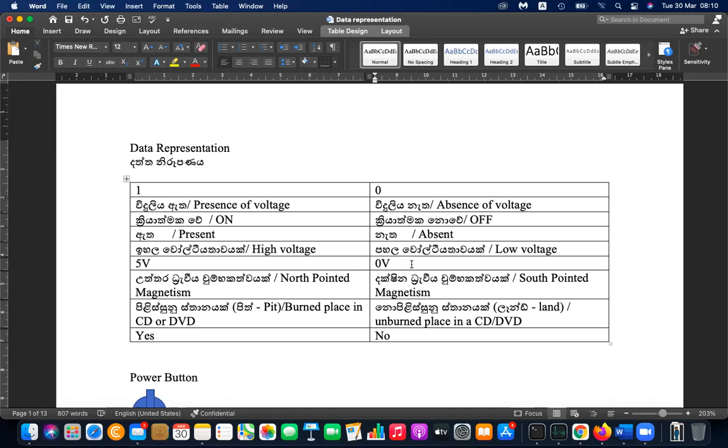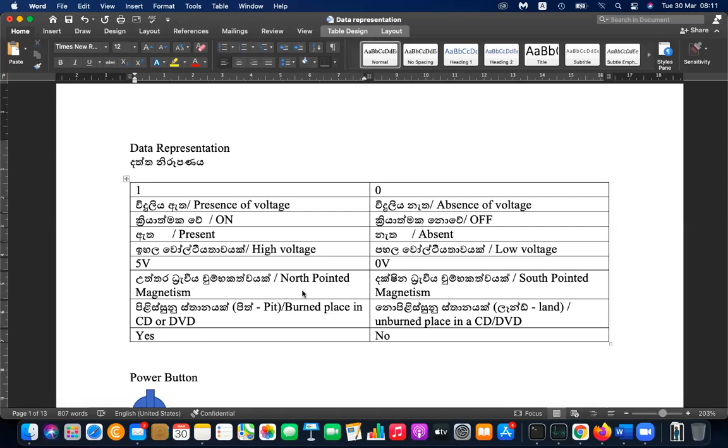Basically, in wires we have voltages. In a string you can say absent and present, or on or off. In wires, high and low voltages. In magnetic discs, it is magnetism. In an optical disc, it is burned and unburned, the effect of laser light. If the laser light is on, the CD will be burned. If the laser light is off, the CD will remain unburned, right? So that is what data representation is.